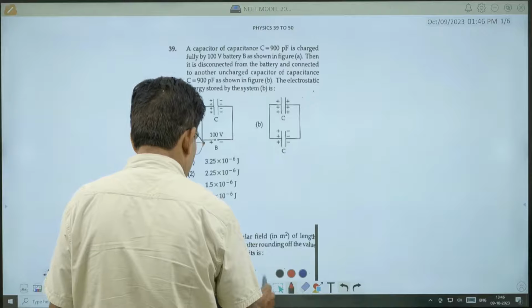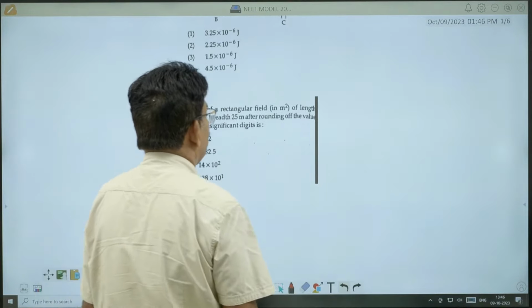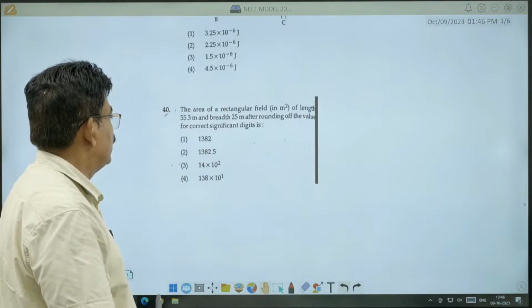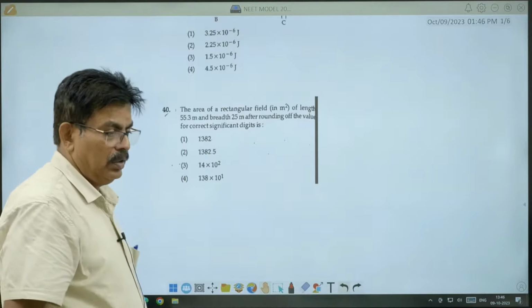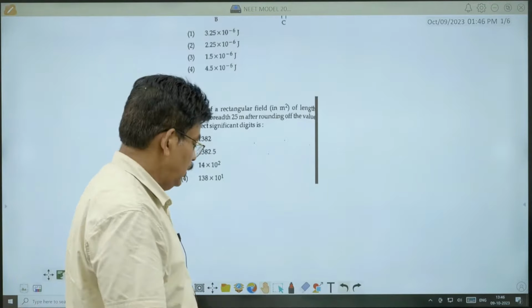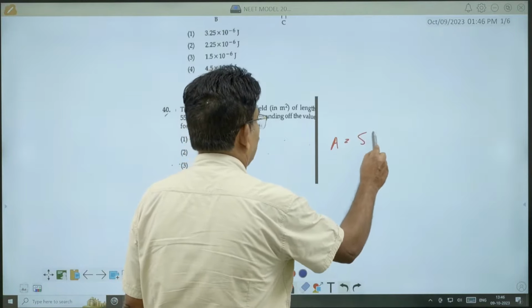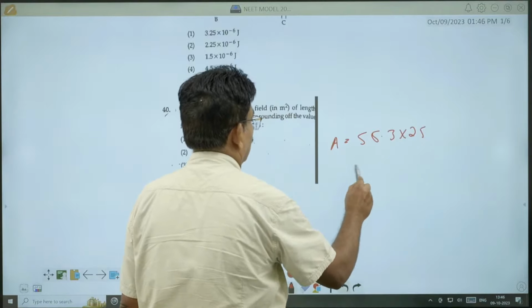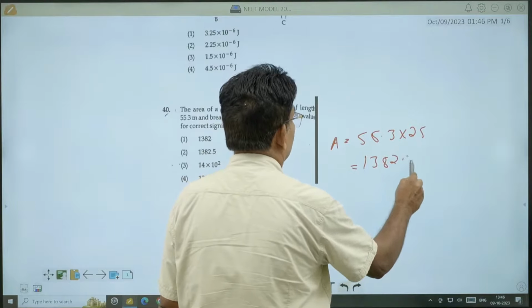Next question. Area of a rectangular field in meters squared. Length is 52.3, breadth is 25 meter. Then area, area is multiplication. Area is 55.3 into 25 meter, and the numerical value is coming to be 13825.